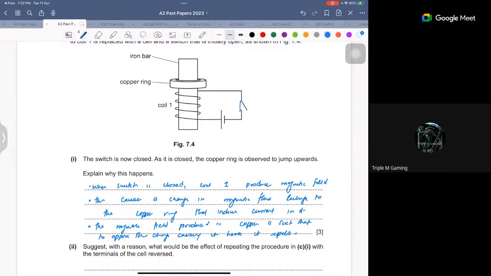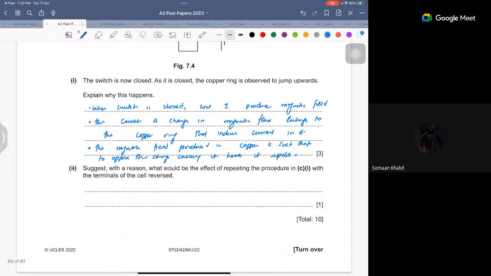It moves upwards, whatever. Can you read the second point again? This causes a change in magnetic flux linkage to the copper ring that induces current in it. Then, sir, with reason, what would be the effect of repeating the procedure with the terminals of the cell reversed? It doesn't really matter. The magnetic field produced in copper is such that it opposes the change causing it, hence it repels. So it will still jump up.